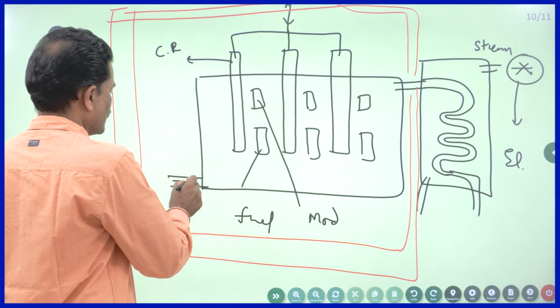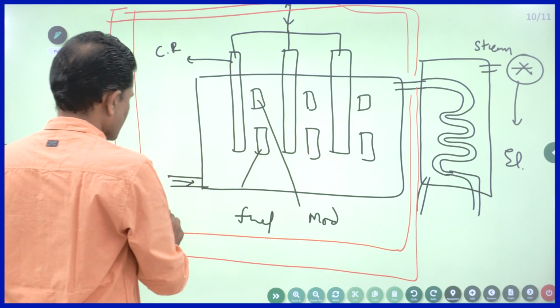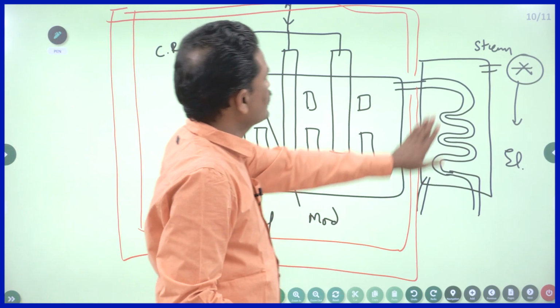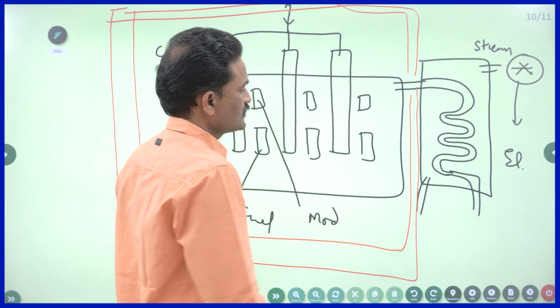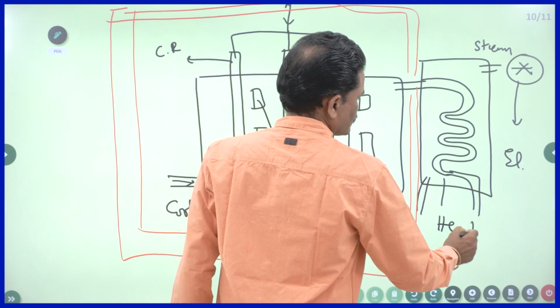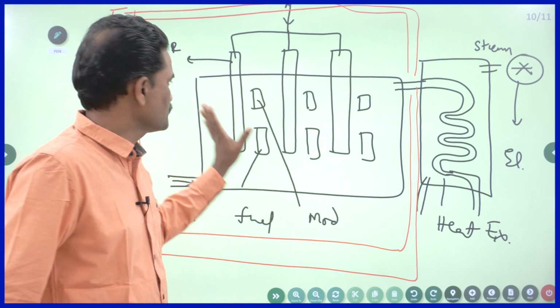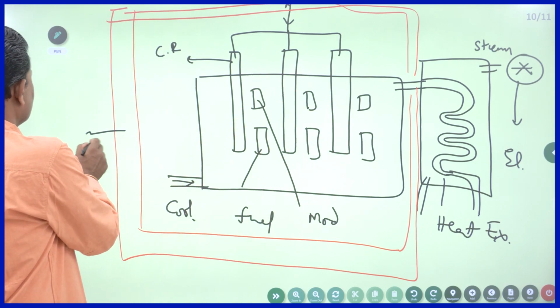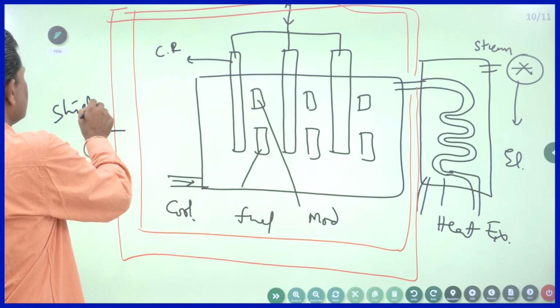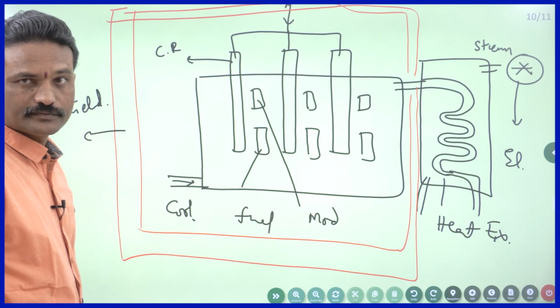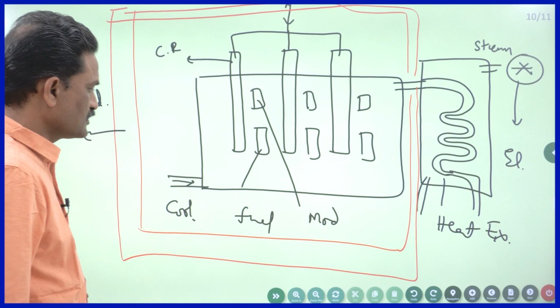Water is entering and water is leaving. So write coolant. No need to draw even this part of the diagram also. This is called heat exchanger. No need to draw that part. This part is enough. Here you draw, this is shielding. That's it. So wall is nothing but shielding.